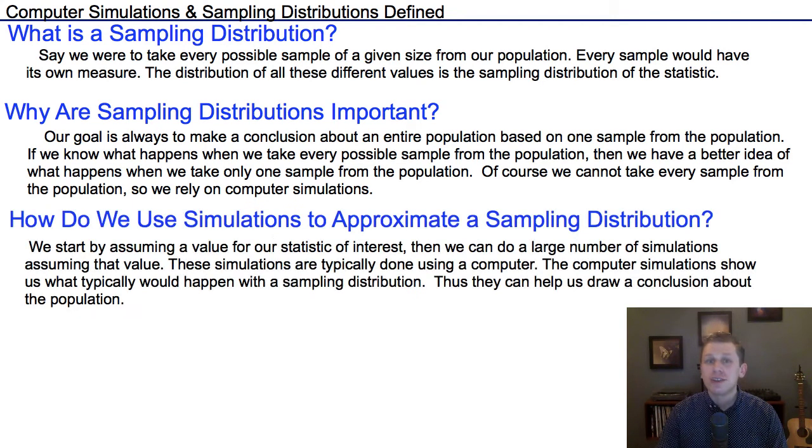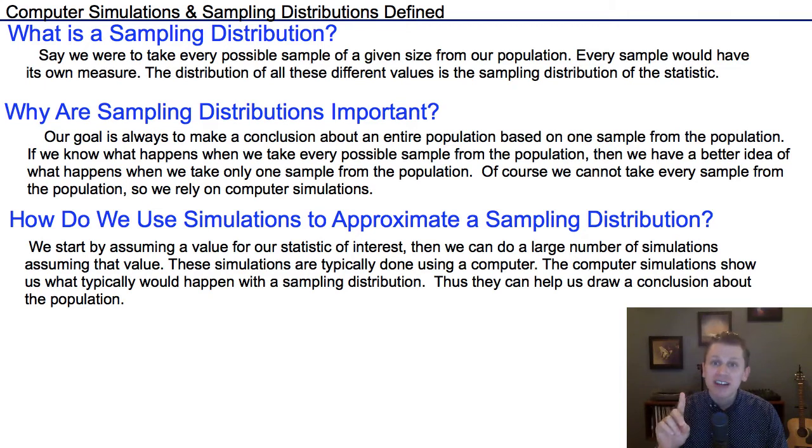Well, how do we use a computer simulation? Start by assuming a value of the statistic of interest. Then we do a large number of simulations assuming that value. These simulations are typically done using a computer, and they show us what would typically happen if we did this experiment a lot of times.